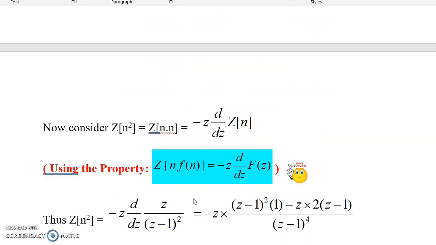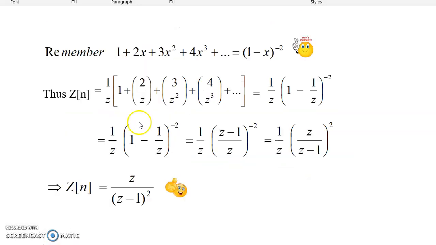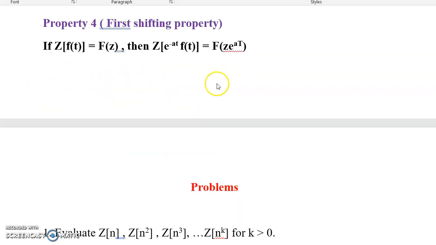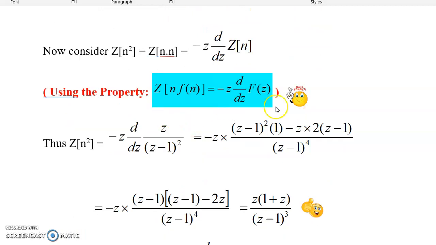Now when we proceed like this, Z of n squared you can write as Z of n into n, and look at this property. When you have n into f of n, you can remove this n and the final answer will be minus z d by dz of F of z. See, actually this F of z will be the Z transform of f of n, that is not having n. So using this differentiation property, we are going to evaluate Z of n squared. See here I have written the property here.